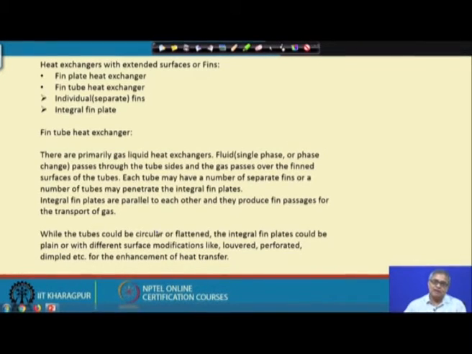So, here again I am telling the same thing, that on the fin side of the tube there will be passage of gas. Inside the tube there may be fins, rarely, but these are small fins. Sometimes there are fins.